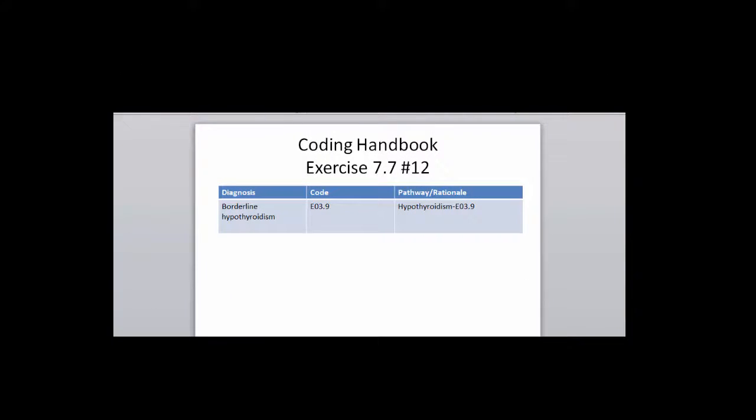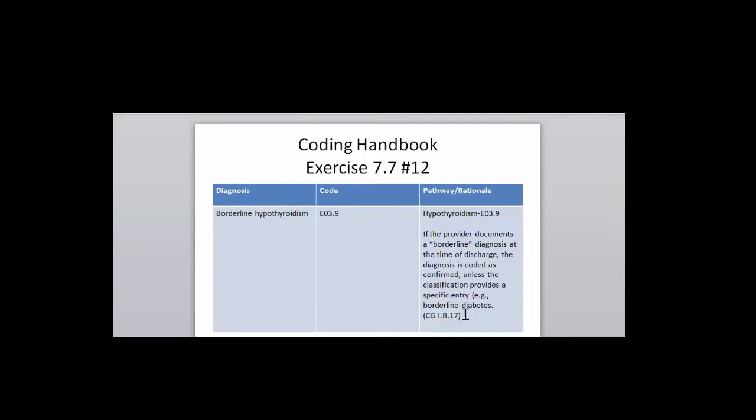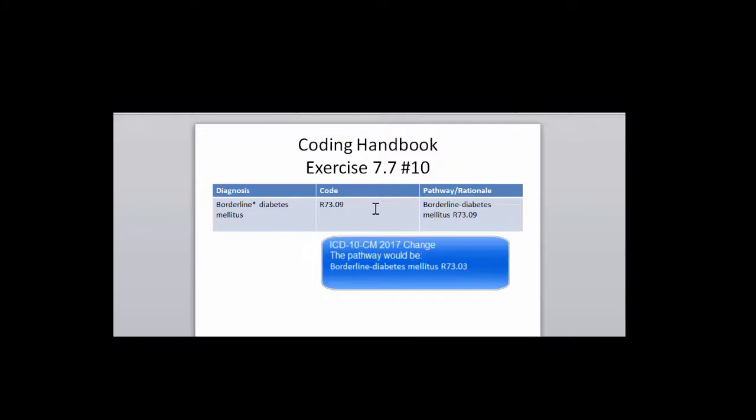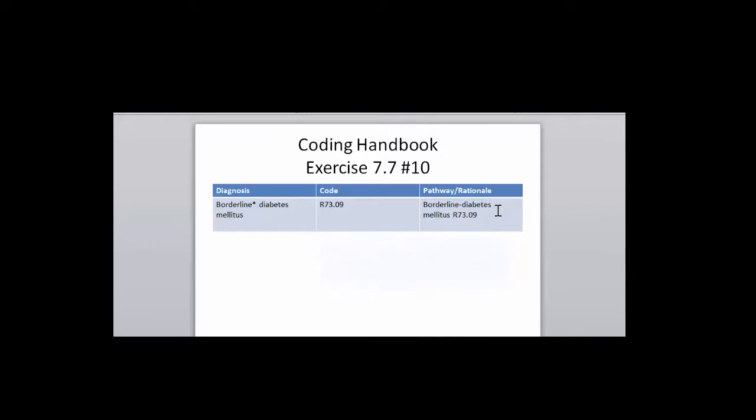So back to borderline hypothyroidism. Here is the guideline for that. If the provider documents a borderline diagnosis at the time of discharge, the diagnosis is coded as confirmed, and this would be inpatient, obviously, unless the classification provides a specific entry. And we'll go over that in just a few minutes. Borderline diabetes, there is a code for borderline diabetes. And this particular guideline is coding guideline 1B17. And here's that borderline diabetes that we were mentioning. It is code R73.09, but in the alphabetical index, it's borderline. Under that is diabetes. Under that is R73.09.